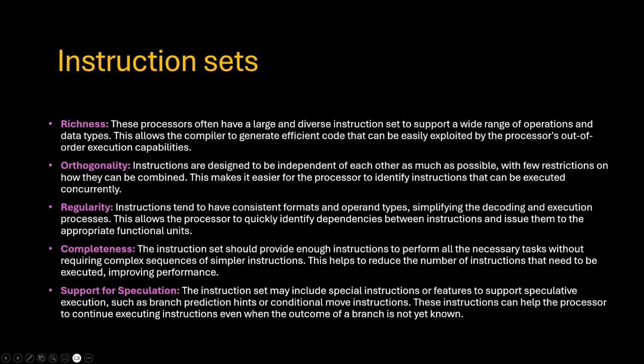Next, instruction set. First, richness. Superscalar processors typically have a larger and more diverse set of instructions to support a wide range of operations and data types. This richness allows the compiler to generate efficient code that can be easily exploited by the processor's execution capability, optimizing performance and resource utilization.